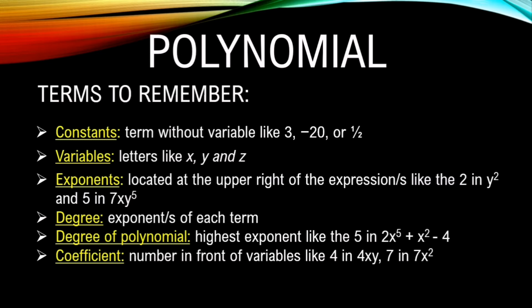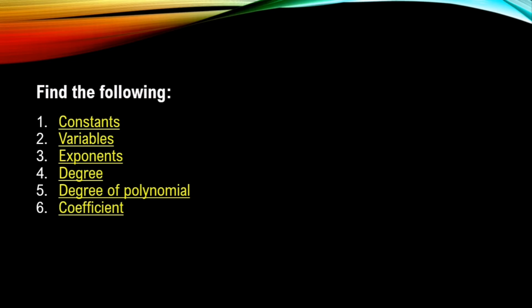Last term that we have to remember is coefficient. Coefficient is the number in front of variables, like 4 in 4xy, 7 in 7x squared. So let us find the following. Given a polynomial x to the power of 6 plus 4x to the power of 3 plus 3x to the power of 2 minus 7.